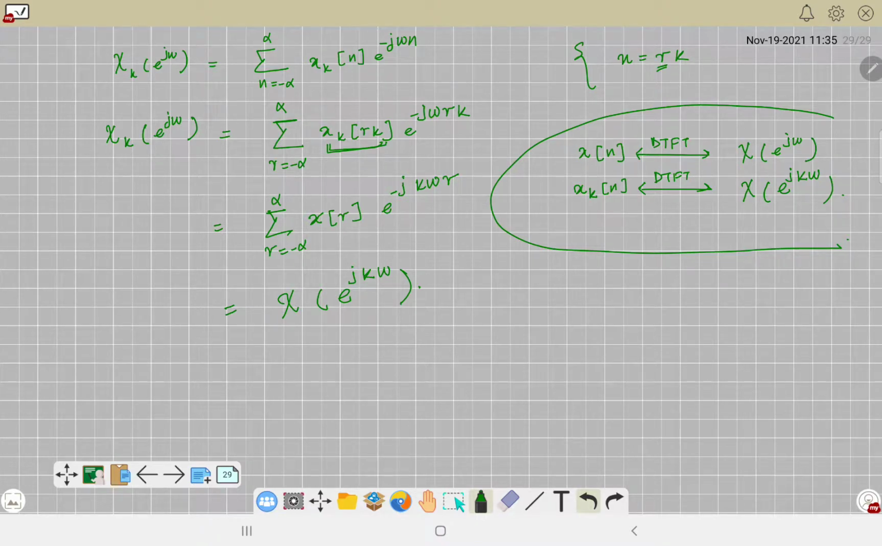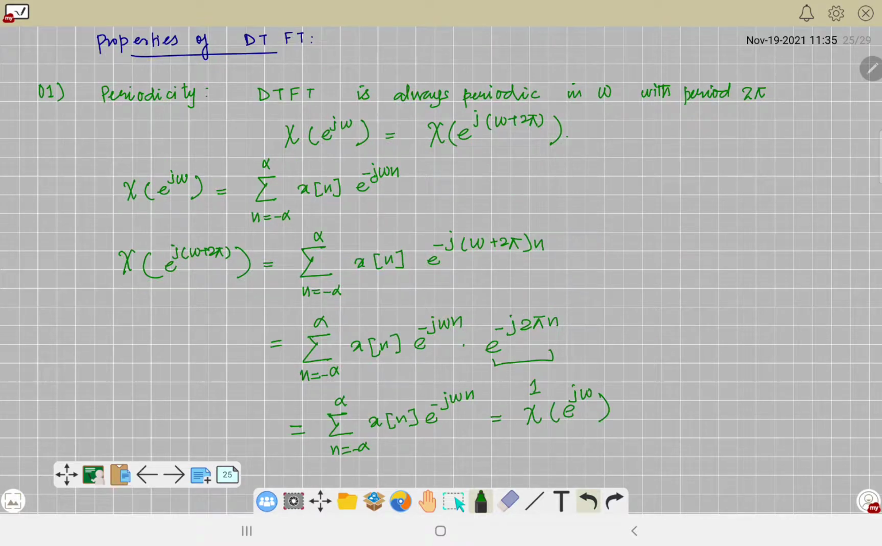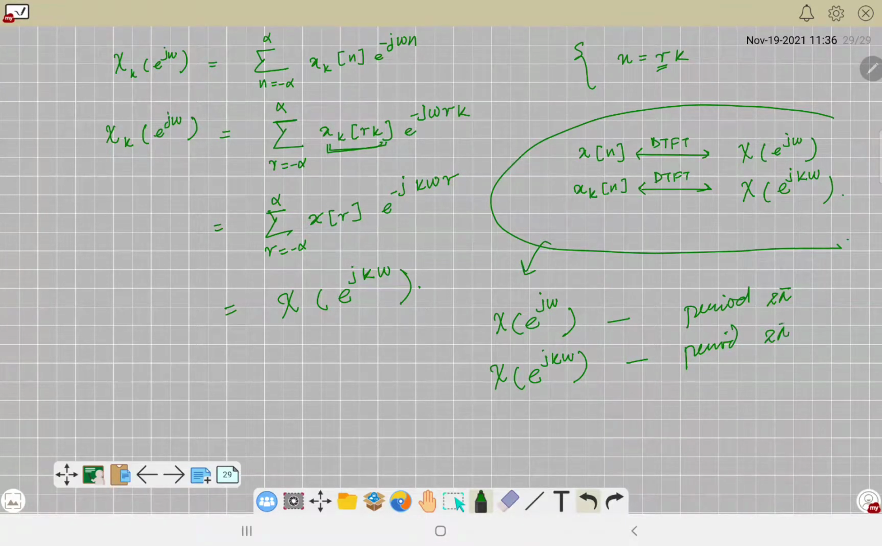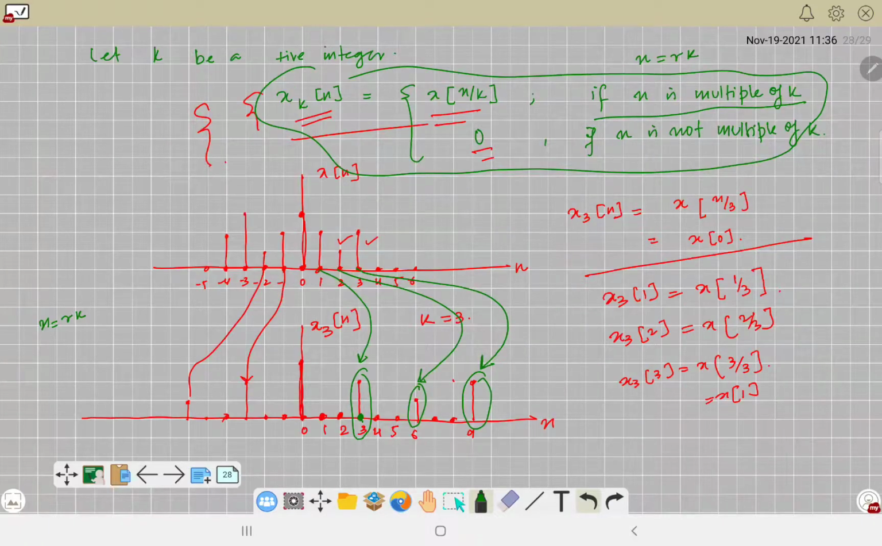Fine. So we did the periodicity property, which was again unique to the discrete time case. In continuation with this, if X(e^{jω}) is periodic with period 2π, then the new signal, or you can say the frequency version of the time scaled signal, will also be periodic, but its period will be 2π/k. Okay. So these were some properties.